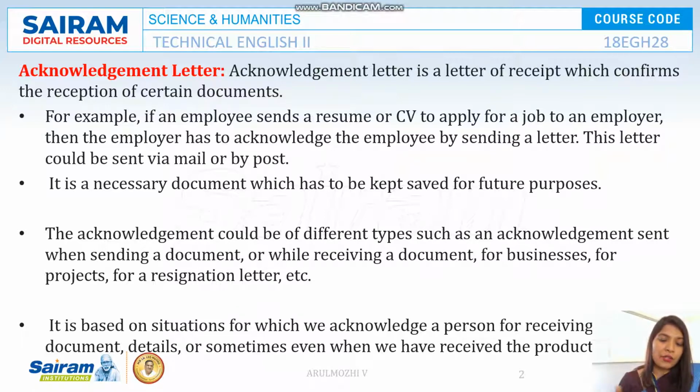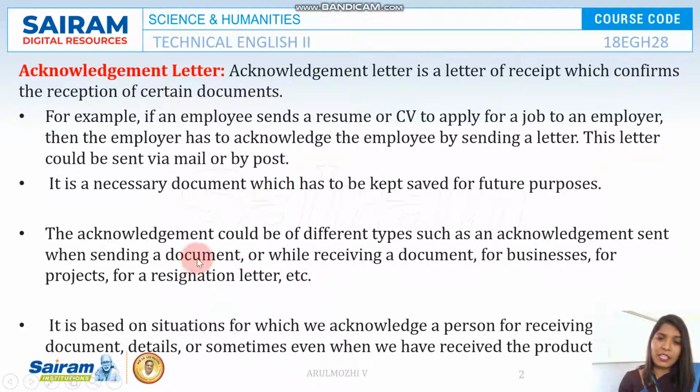But most companies don't do that when they receive a job application. Take for example, if you are sending a complaint letter or an inquiry letter, then immediately the acknowledgement letter must be sent. If you are sending a letter of inquiry to ask about a particular product, then the company has to send you a letter saying that we have received your inquiry mail on this particular product, so that they can go forward. That letter is called an acknowledgement letter. It is a necessary document which has to be saved for future purposes as well.